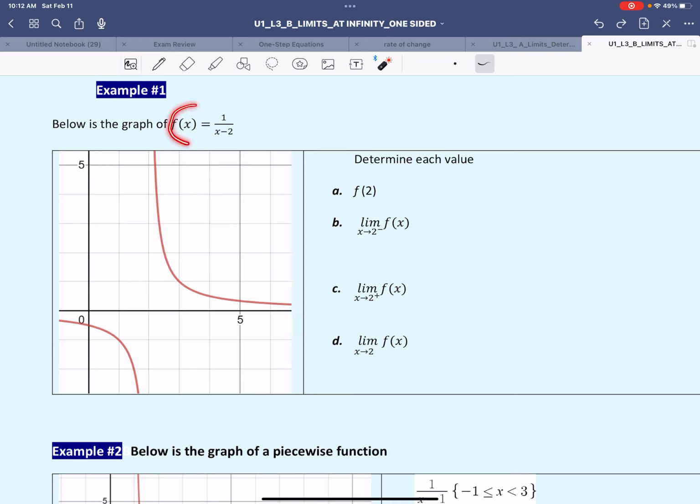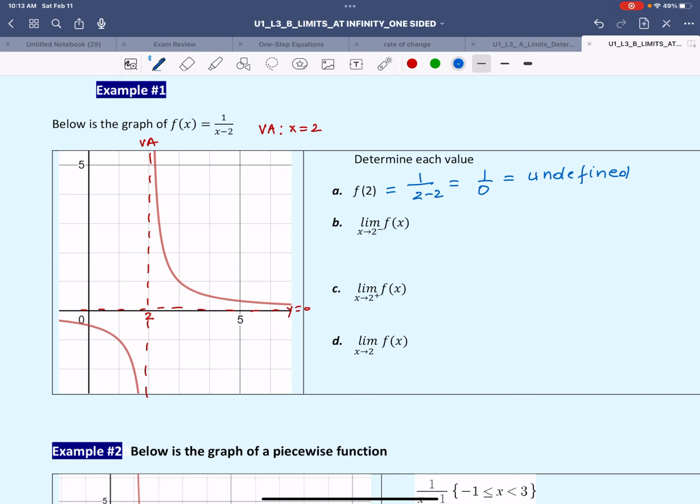So below is the graph of f of x equals 1 over x minus 2. As you can see here, there is a vertical asymptote at x equals 2, and that would be at x equals the restricted value of the function. So there is x equals 2, the vertical asymptote. And the horizontal asymptote is obviously right here at y equals 0. So what we are trying to do here is determine the value of the function at 2. So that means we have to find 1 over 2 minus 2, the value by substituting x by 2, that's 1 over 0, which means that the function is undefined at x equals 2.